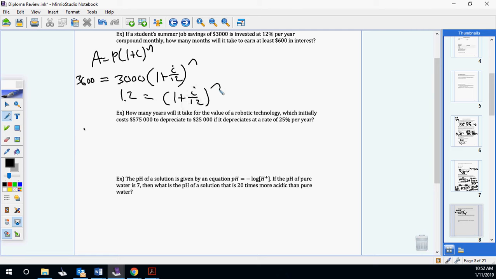Okay. So what is the I, though? We know what the I is. We can place that. No, you're right. It's 0.12. 0.12 over 12, that's 0.01. So that means it's 1.2 equals 1.01 to the n.